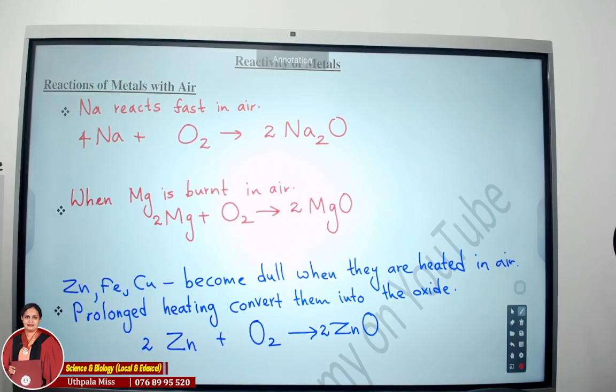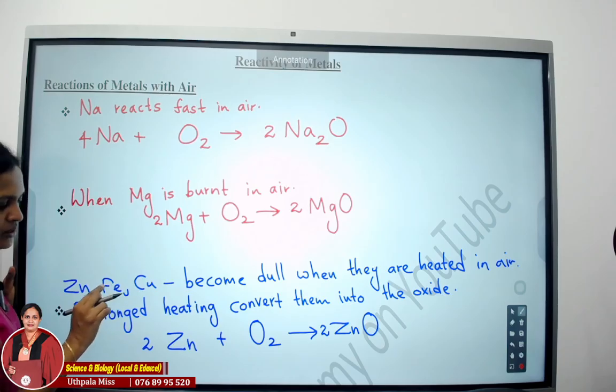Zinc forms plus 2 ions. Iron forms plus 2 and plus 3 both, but plus 2 is most stable. Copper also forms plus 2.